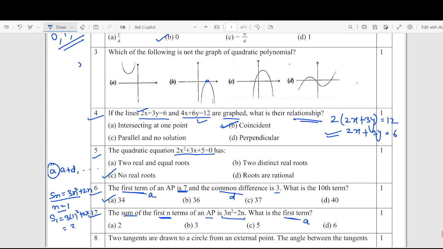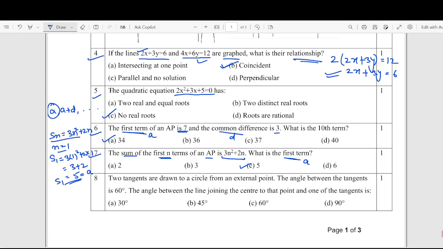So we are getting 3 plus 2, that is 5. So the sum of the first term of the AP is 5. That means it is nothing but our first term only. So our first term is 5. We can see that option C is the correct option.